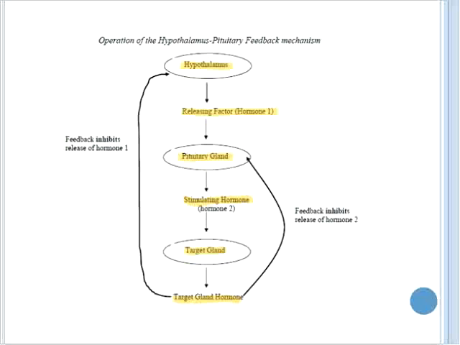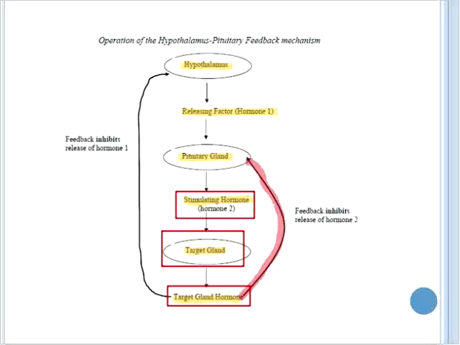When levels of the target gland hormone rise, they cause a negative feedback loop, hormone 2, back to the pituitary gland. This reduces the release of stimulating hormone, which in turn affects the target gland, which would reduce the level of the target gland hormone.